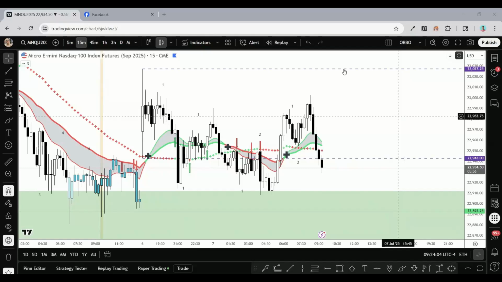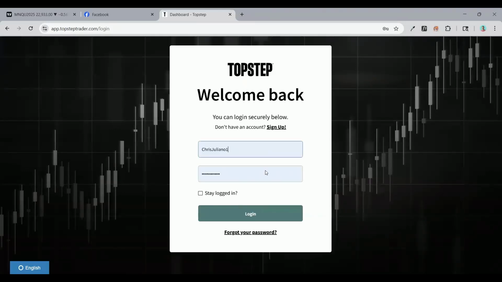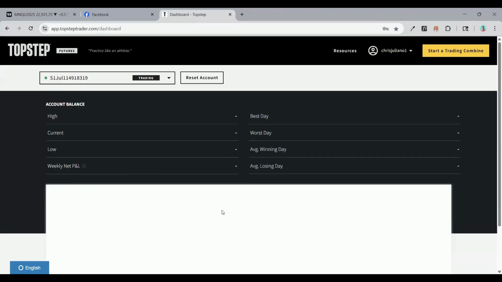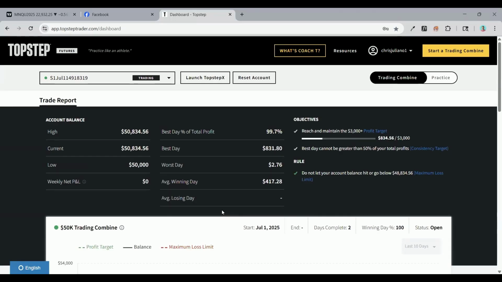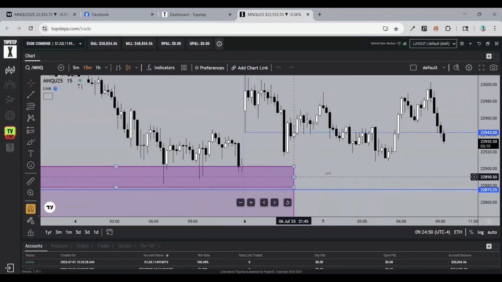Well, this is a little disappointing. I cannot get into my Topstep account. Let's go here. Welcome back. Yeah, thank you. Trying to get into my Topstep account. Oh, there we go. Hey, now we're in. Now we're in the account. Okay. Thank you very much. Launch Topstep X. All right, there we are.